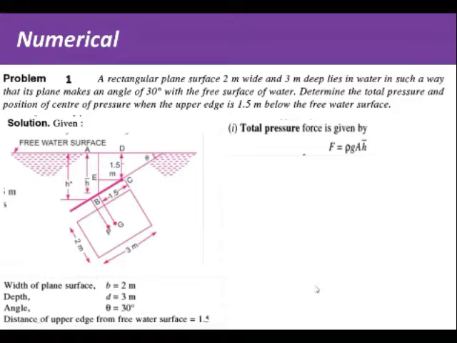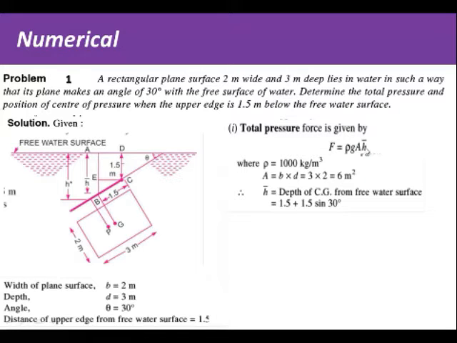So we know the total pressure force is given by F equals rho g A h bar. Here rho is mass density of water, which is 1000, g is 9.81, A is area of this rectangular surface, so that is 2 into 3 into h bar. So our first task is to calculate the value of h bar. Rho is 1000, A is 2 into 3, so 6 meters square, and h bar.